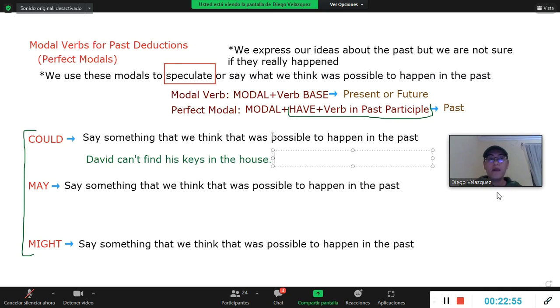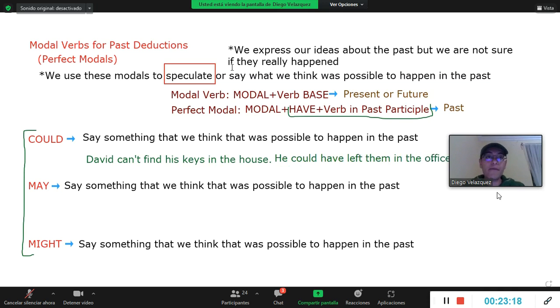We can express my idea or our ideas of what I think is possible to have happened to the keys. For example, maybe right now David can't find his keys in the house, but there is a possibility that in the past he could have left the keys in the office.